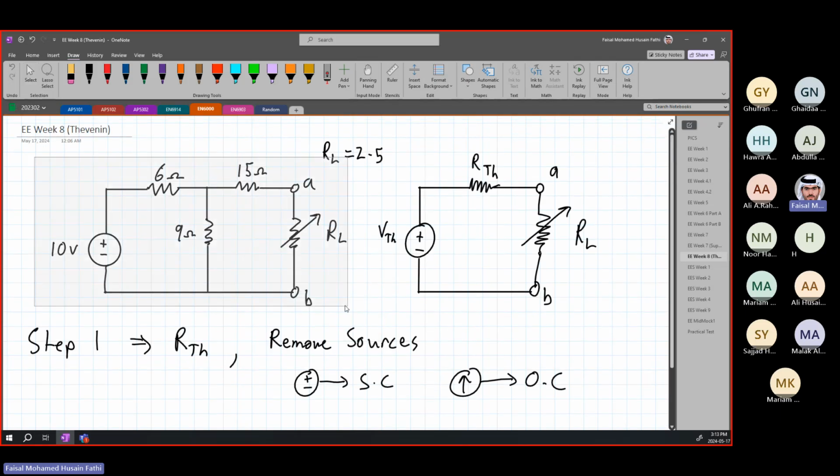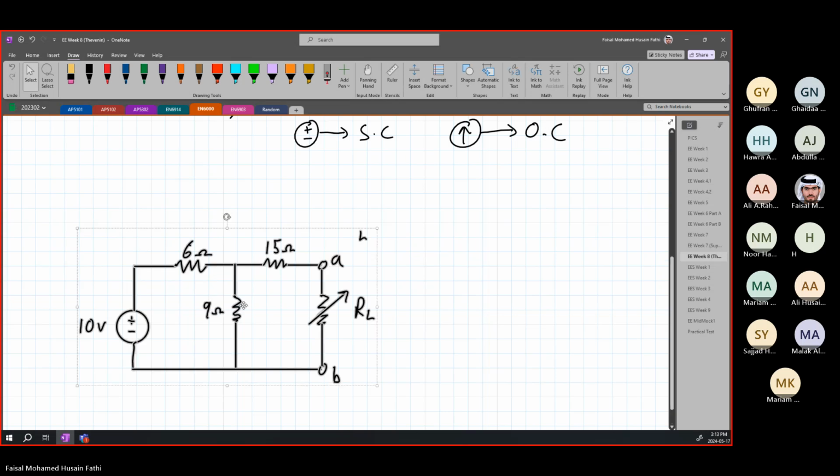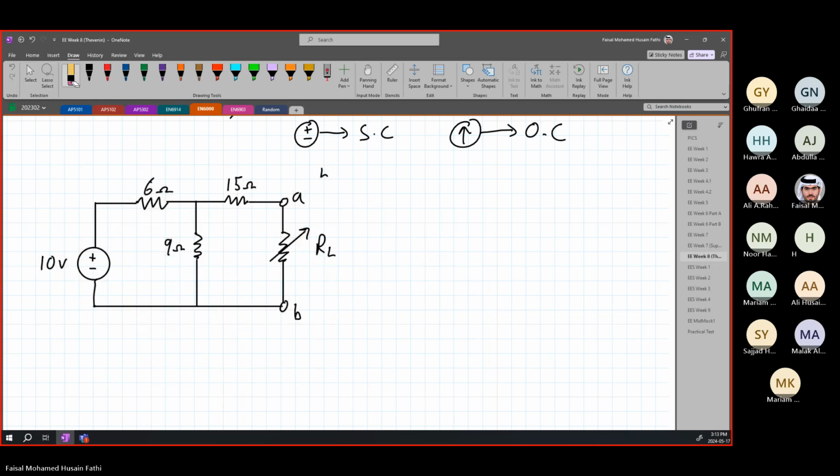So if we take this circuit again, all right. First, we remove our R load. We don't care about our R load. The idea is we're going to have two nodes here. This is where we're going to be connecting any component, all right? And we're going to be removing our voltage source. Since it is a voltage source, we're going to be shortening the circuit. Remember that we are looking at the circuit from this side, at A and B, all right?